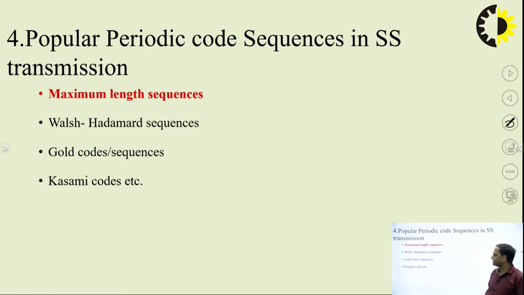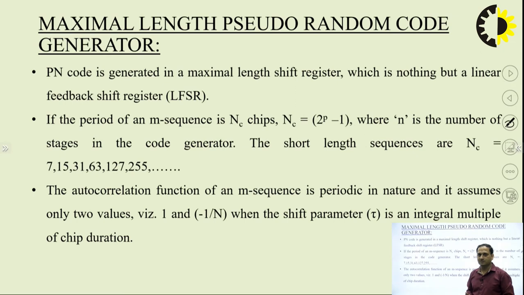Next point in that is how to generate the PN sequence, right? So the first method, which is important and is given in the syllabus as well, is the maximum length sequence. There are other methods also: Walsh-Hadamard sequences, Gold code sequences, Kasami code sequences. These are popular methods used for generation of the PN sequences in spread spectrum transmission. So here we will only discuss the maximum length pseudo random code.